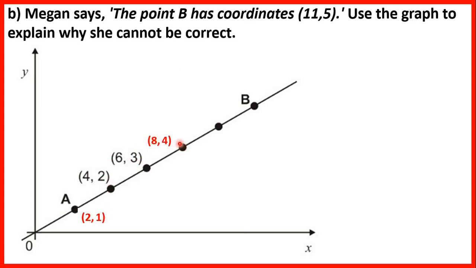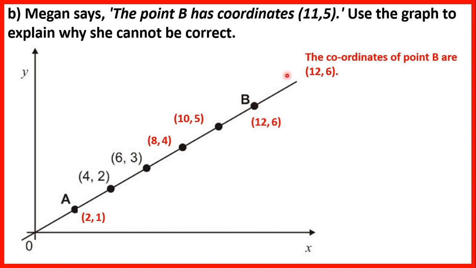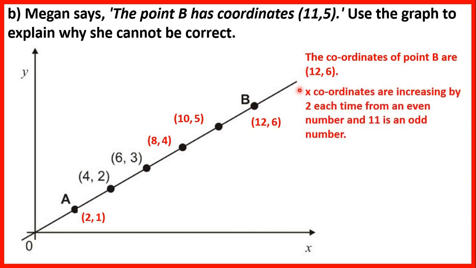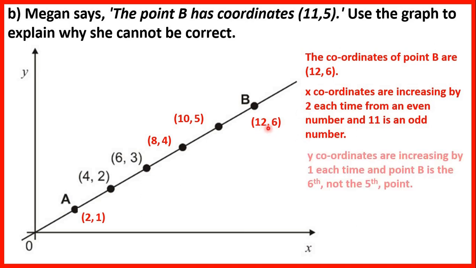So this point here will be 8, 4, then 10, 5, and then point B will have the coordinates 12, 6. So the coordinates of point B are 12, 6. X-coordinates are increasing by 2 each time from an even number, and 11 is an odd number. Y-coordinates are increasing by 1 each time, and point B is the 6th, not the 5th point.